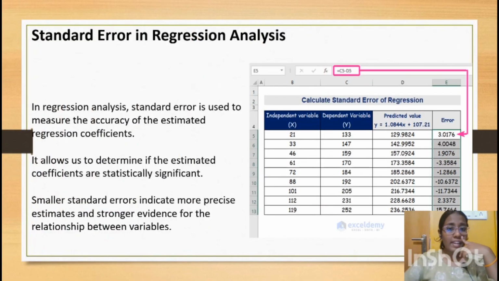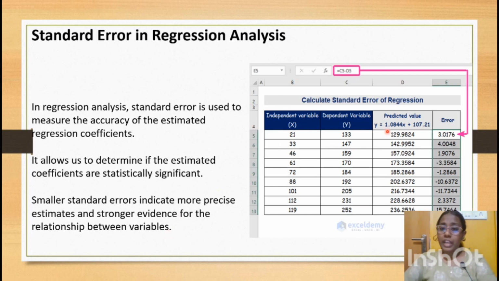So, standard error in regression analysis. In regression analysis, standard error is used to measure the accuracy of estimated regression coefficients. It allows us to determine if the estimated coefficients are statistically significant. Smaller standard errors indicate more precise estimates and stronger evidence for the relationship between variables.